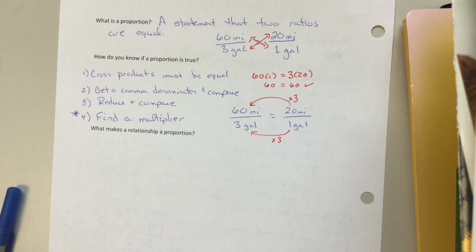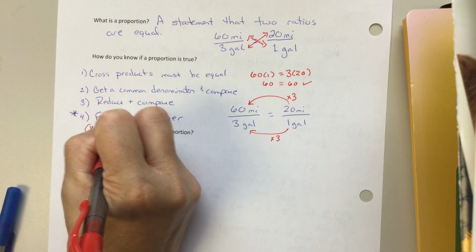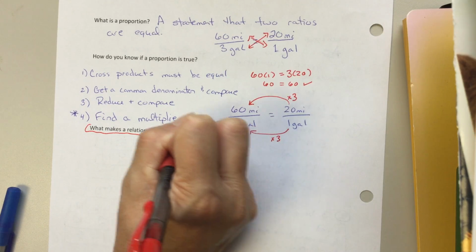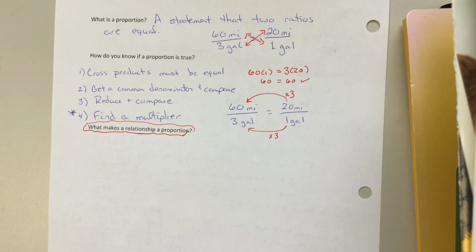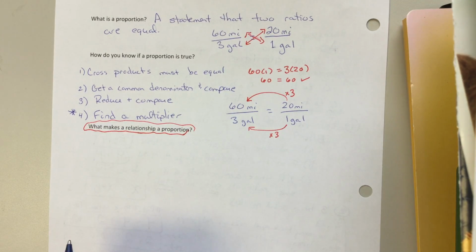All right, so the last thing we're going to talk about, we're really going to try to answer this on Wednesday. What makes a relationship a proportion? So what I'm going to do is I'm going to show you 2 examples. One is going to be a proportion and one is not.